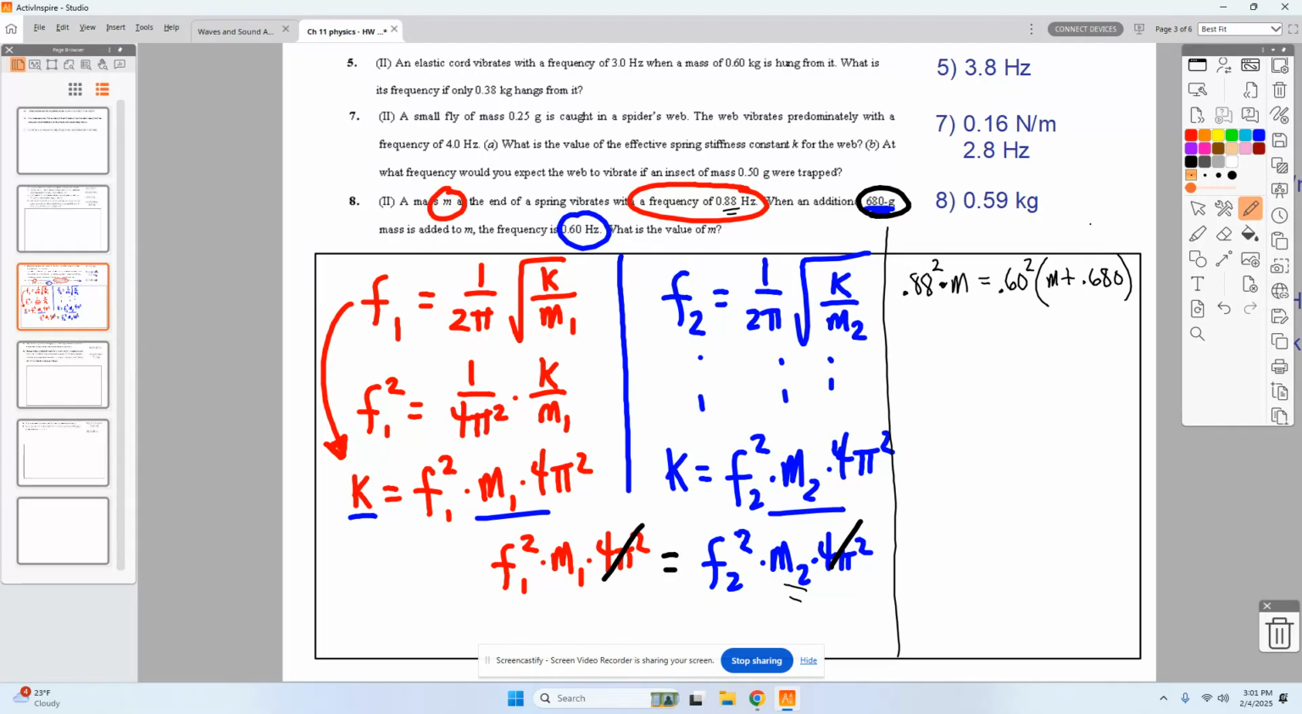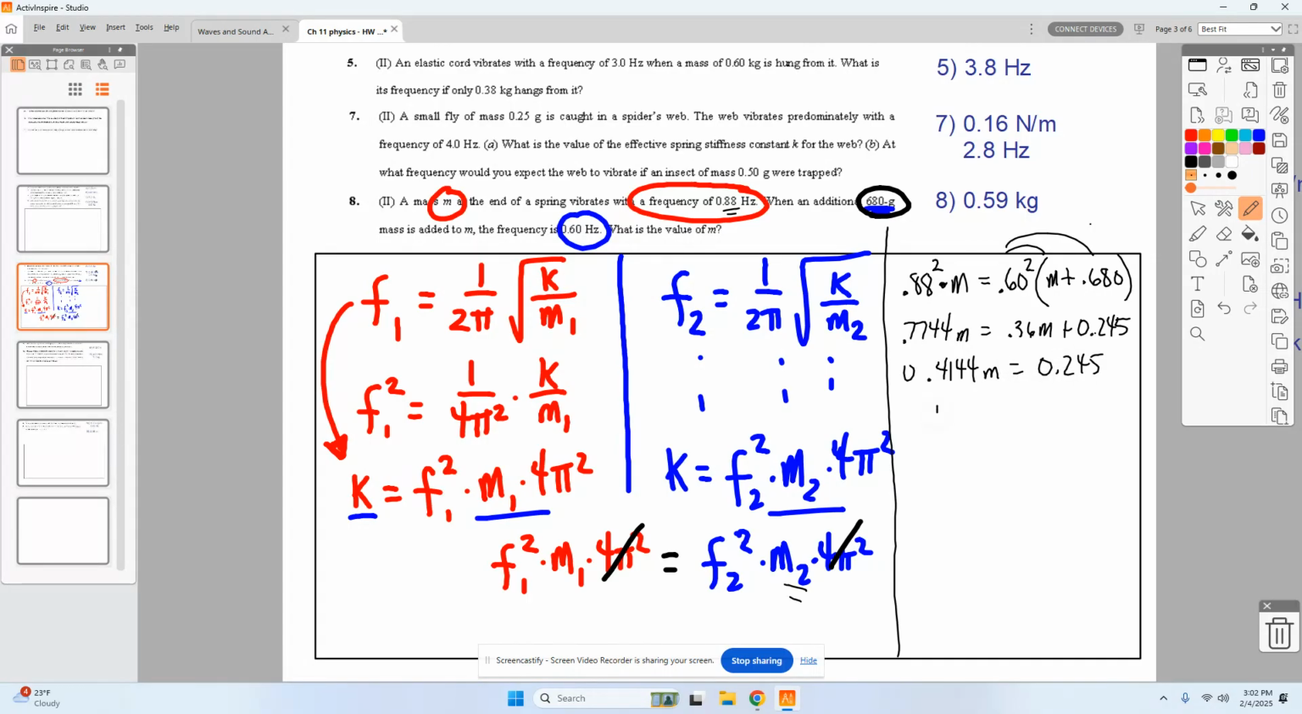So 0.88 squared is 0.7744, and that'd be multiplied by M. 0.6 squared is 0.36, so that'd be 0.36 times M plus, I have to distribute that to each of those terms. So 0.36 multiplied by 0.68 is 0.24, I'm just going to round that to 0.245. Now I'm going to collect my terms, so 0.7744 minus 0.36 is 0.4144M is equal to 0.245.